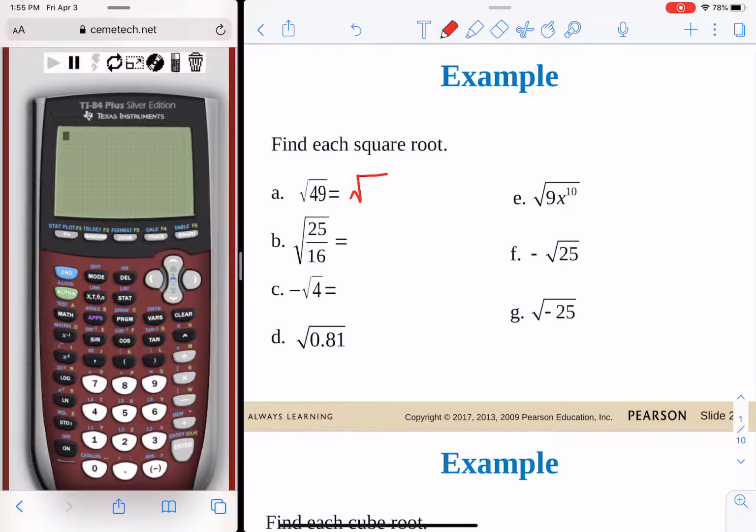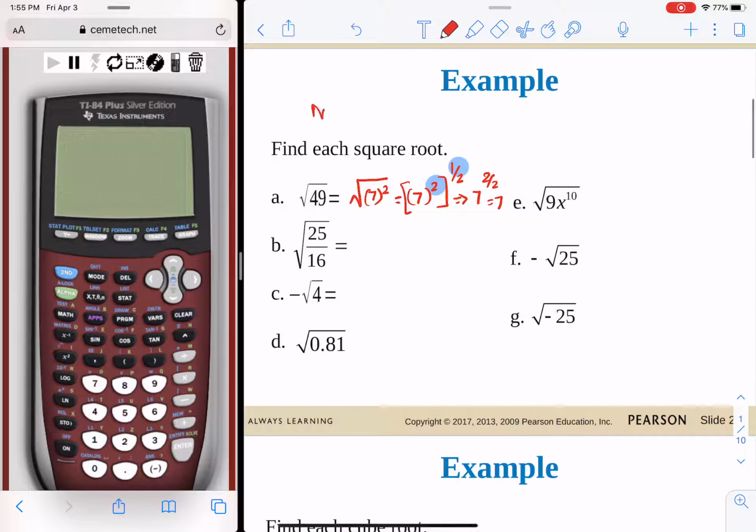So, square root of 49, I could write 49 as a perfect square, which is 7 squared. So that would be 7 squared raised to the power of 1 over 2. And we multiply those two exponents, which would give us 7 raised to 2 over 2, which is 7. But keep in mind, anytime we take a square root, we put plus or minus, because it could either be positive 7 or it can be negative 7.